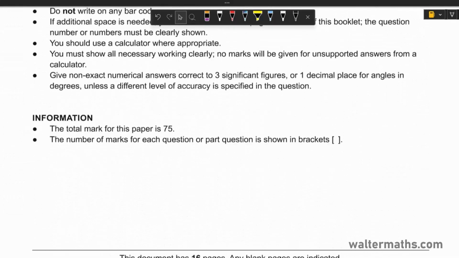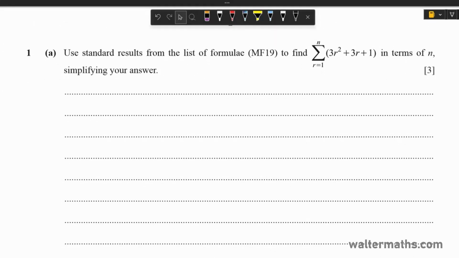Alright, so we are starting with question number 1. It says, use standard results from the list of formulae MF19 to find the sum to n of terms of the form 3r squared plus 3r plus 1 in terms of n, simplifying your answer. So let's start with that very question.